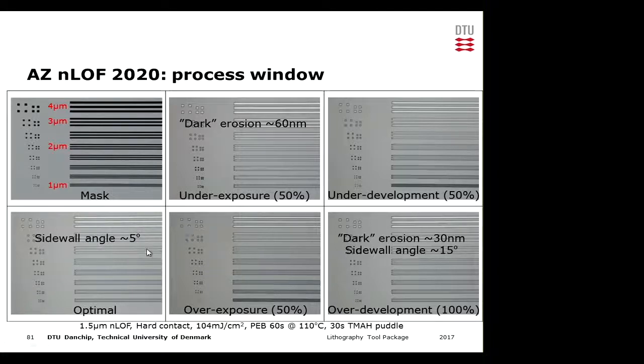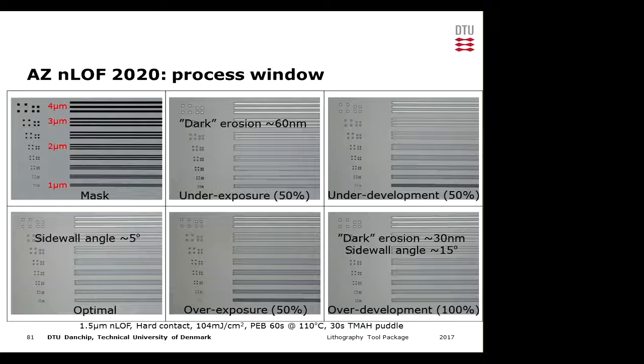But another thing worth having a look at is that you can see the sidewall angle here in the optimal case with 30-second development is around 5 degrees, whereas over here when we do 1 minute development, it's 15 degrees instead. And this is approximate. It's just to give you an idea. It's a rough measurement.